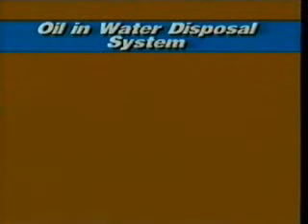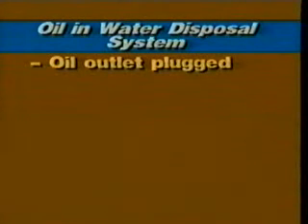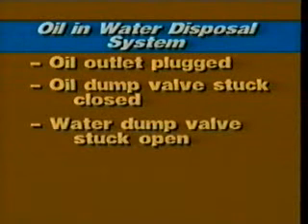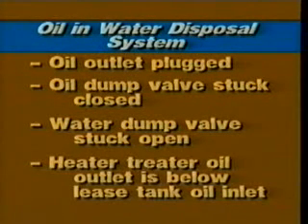What if you find oil in the water disposal system? It's possible that the oil outlet is plugged, the oil dump valve is stuck closed, or the water dump valve is stuck open. Sometimes when the oil outlet on a heater treater is located below the lease tank oil inlet, the back pressure valve fails to hold a positive pressure on the treater, and oil passes through the water outlet into the water disposal system.